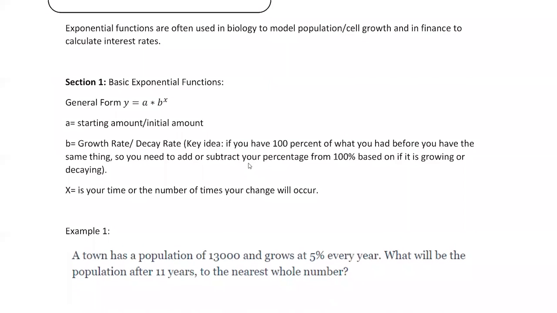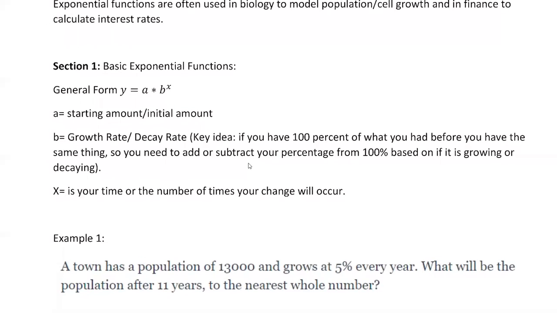But exponential functions are used a lot, like I said, in biology, if you're trying to model population growth of some kind of animal or just people, or whatever it might be. Or you can use it to measure cell growth or the decay rate of different kinds of atoms or different types of elements. And also it's used a lot in finance to calculate interest rates. We'll eventually learn some more tools. There are different types of interest rates you can calculate, but right now we're just looking at the basics.